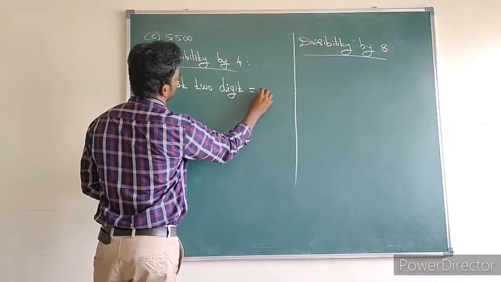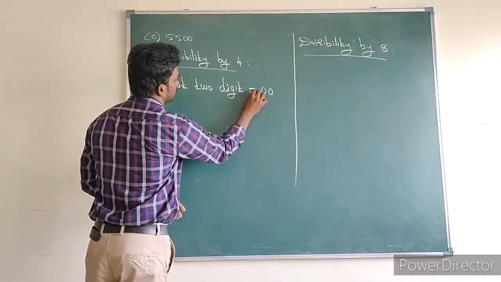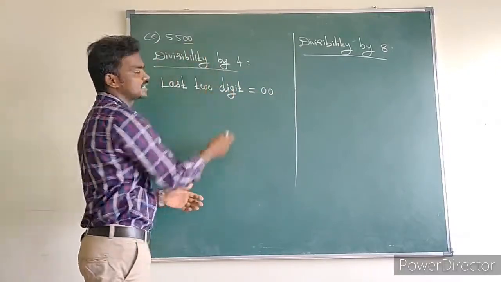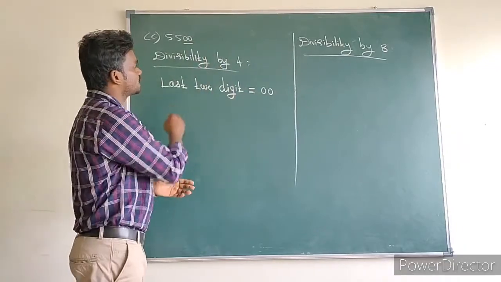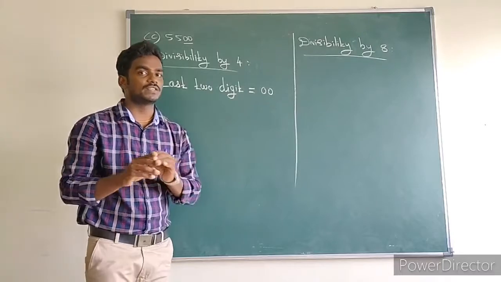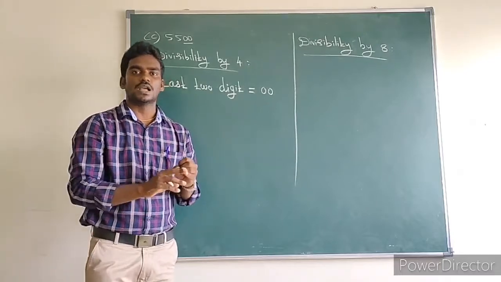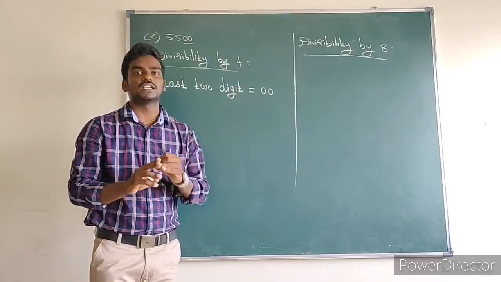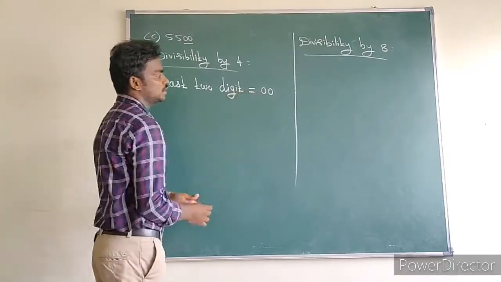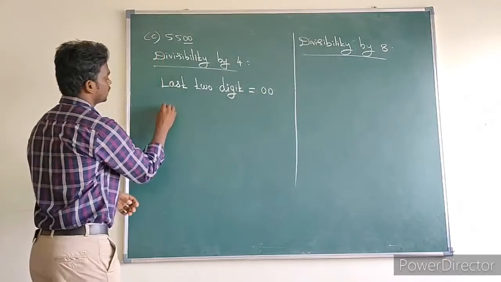Last 2 digits equal to what? 00. So another condition for divisibility by 4: a number ending with 20 is divisible by 4. Suppose a number ends with 30, which is divisible by 8 also. Divisibility by 8 means a number ending with 30 is divisible by 8. Here the last 2 digits are 00, so this is divisible by 8.